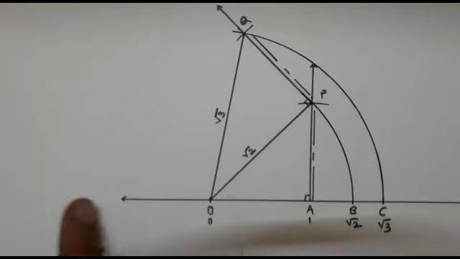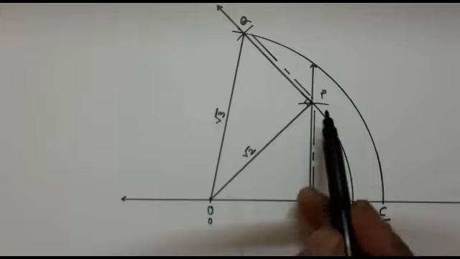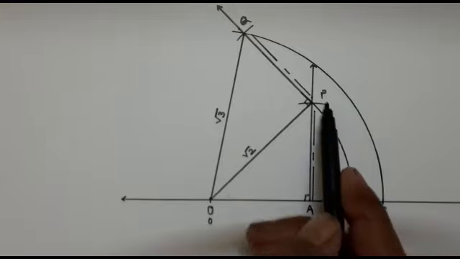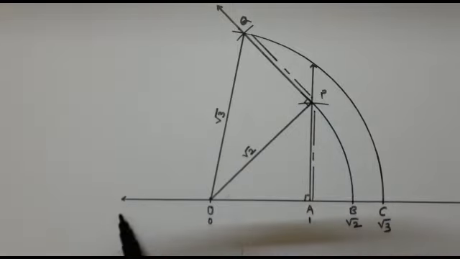If we extend this line towards the negative side, then by drawing an arc we can draw minus square root of 2 here, minus square root of 3 here.